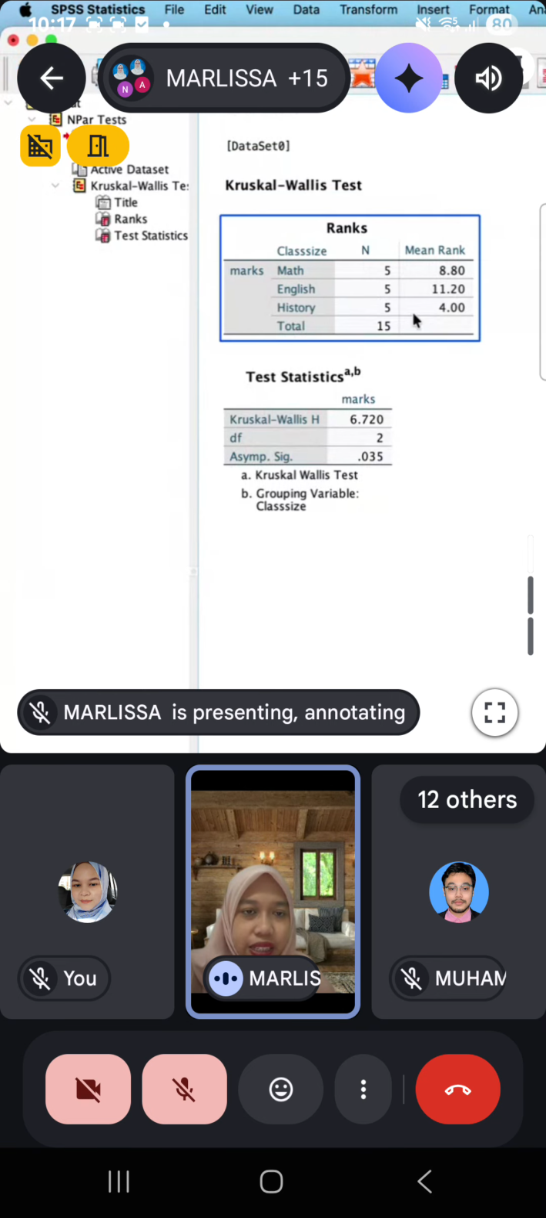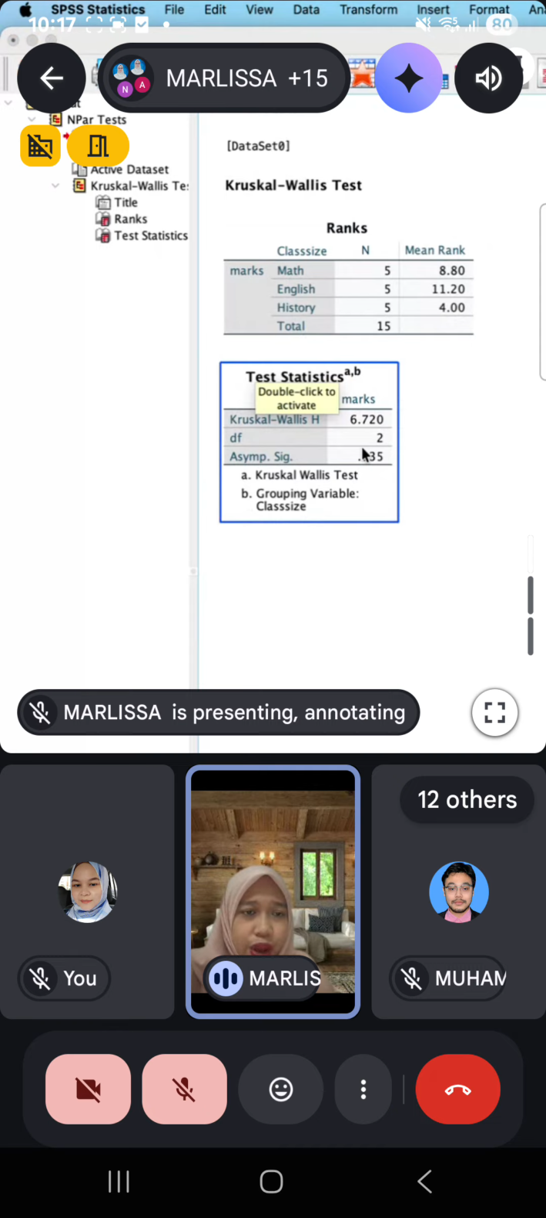This is the rank. This is not the mean value that you calculated using the formula before during the descriptive statistics. This is the ranking, the mean of the ranking. And this is the test statistics, where this is the Kruskal-Wallis value, this is the degree of freedom, and this is the significance value, or your p value.